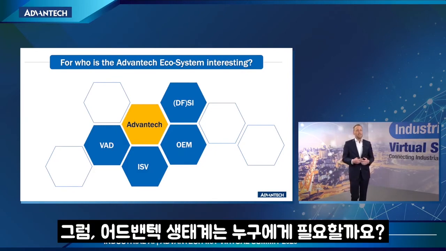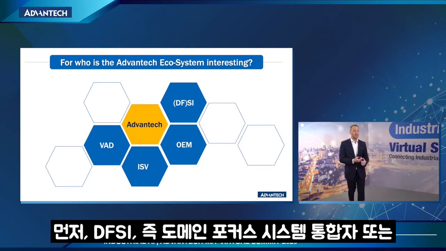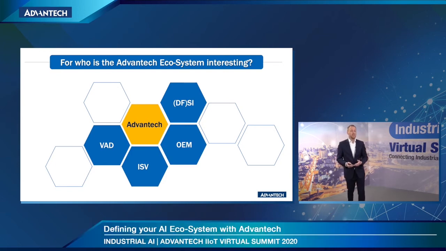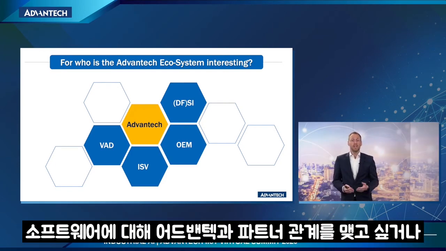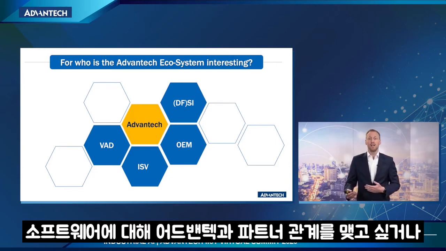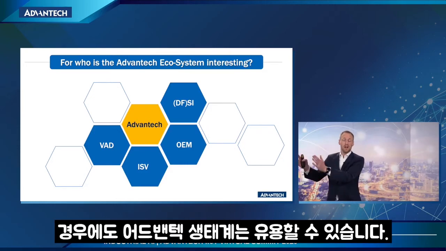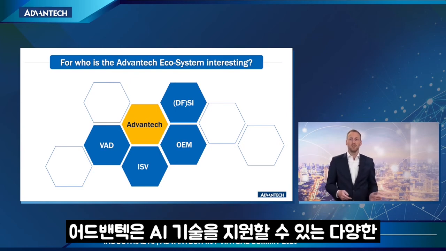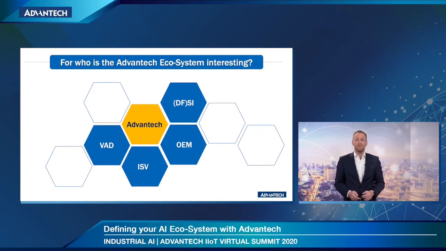Now, for whom is this whole ecosystem interesting? It can be a DFSI, so domain focused system integrator, or just a generic system integrator. It can be an OEM. That can be a value-added distributor, but it can also be an ISV if you want to partner with us on your software, and/or you want to use our hardware and you want to implement directly into the market. That's also possible. So we have all kinds of different business models out there to help you and support you in your journey into the AI space.